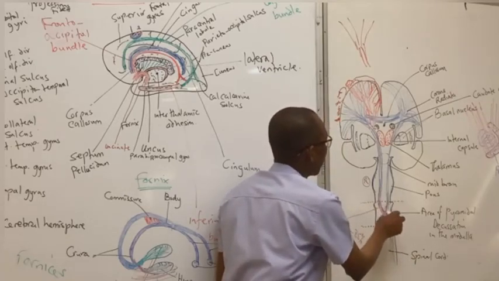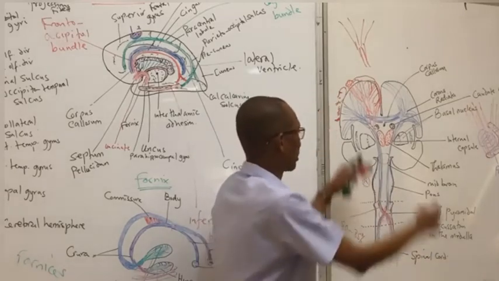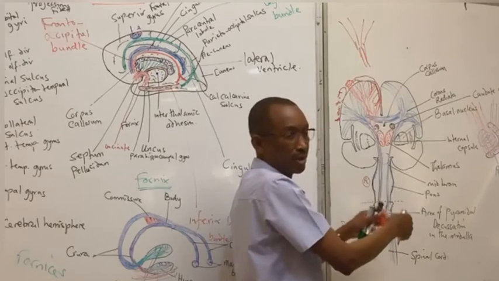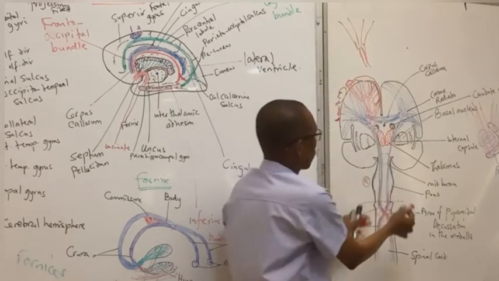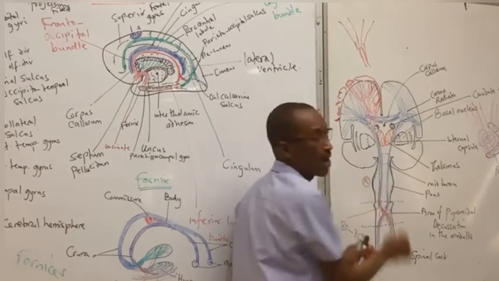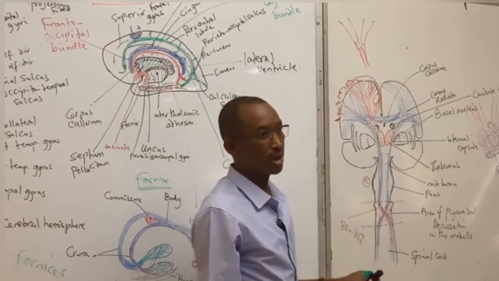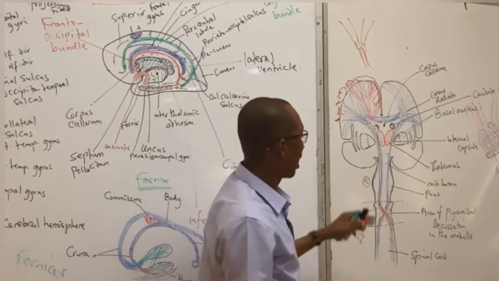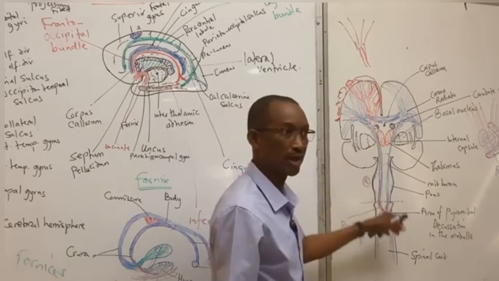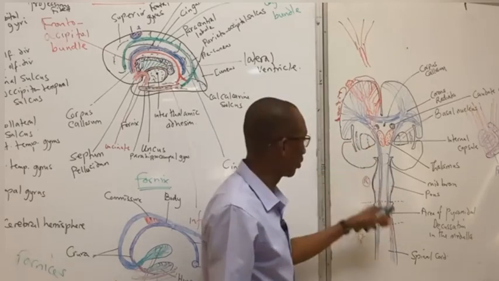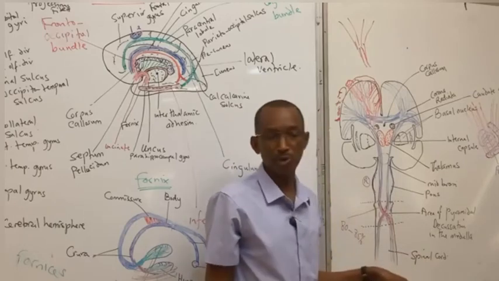Here they form what we call the pyramidal decussation, because these are the fibers from the pyramidal cells of the cortex. And so we have this pyramidal decussation at the lower aspect of the medulla oblongata. That is why the right controls the left, or the left controls the right, because of this crisscrossing of these fibers in the lower part of the medulla oblongata.